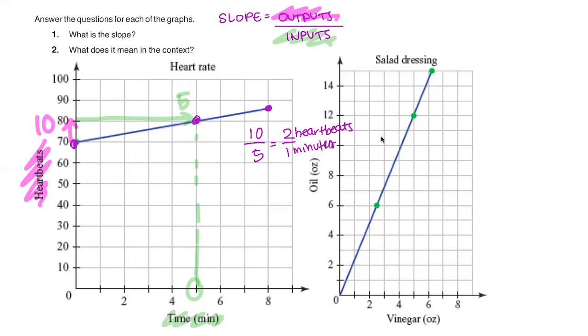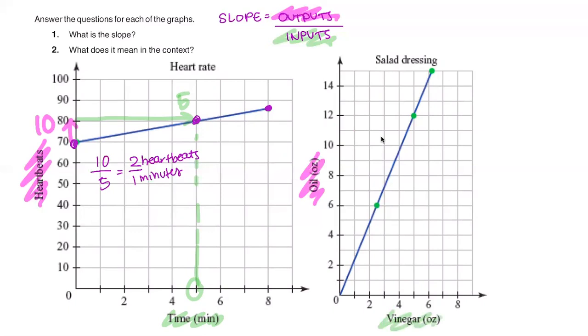Let's look at a less scary situation to consider. Let me move this calculation over. All right, so our output is our vertical axis, which is oil in ounces, and our input is our horizontal axis, which is vinegar. And the points we have are the origin, then somewhere between 2 and 3, and 6 is that point, and then, oh, I know this one for sure, that one's 5 and 12.